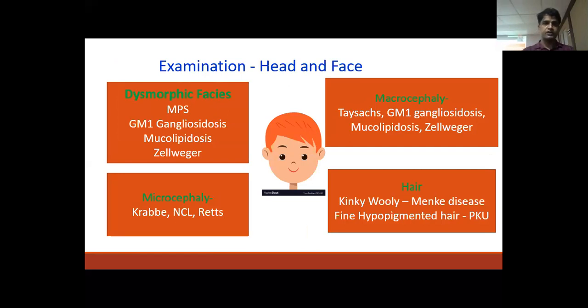So head and face. So you could see dysmorphic features in mucopolysaccharidosis, GM1 gangliosidosis, mucolipidosis, and Zellweger's. Microcephaly is a part of Krabbe's, NCL neuronal ceroid lipofuscinosis, Rett syndrome. Macrocephaly, on the other hand, is seen in Tay-Sachs, GM1 gangliosidosis, mucolipidosis, Alexander disease, Zellweger, etc. And hair can give you clues. Kinky or woolly hair is seen in Menkes disease, and fine hypopigmented hair in PKU.